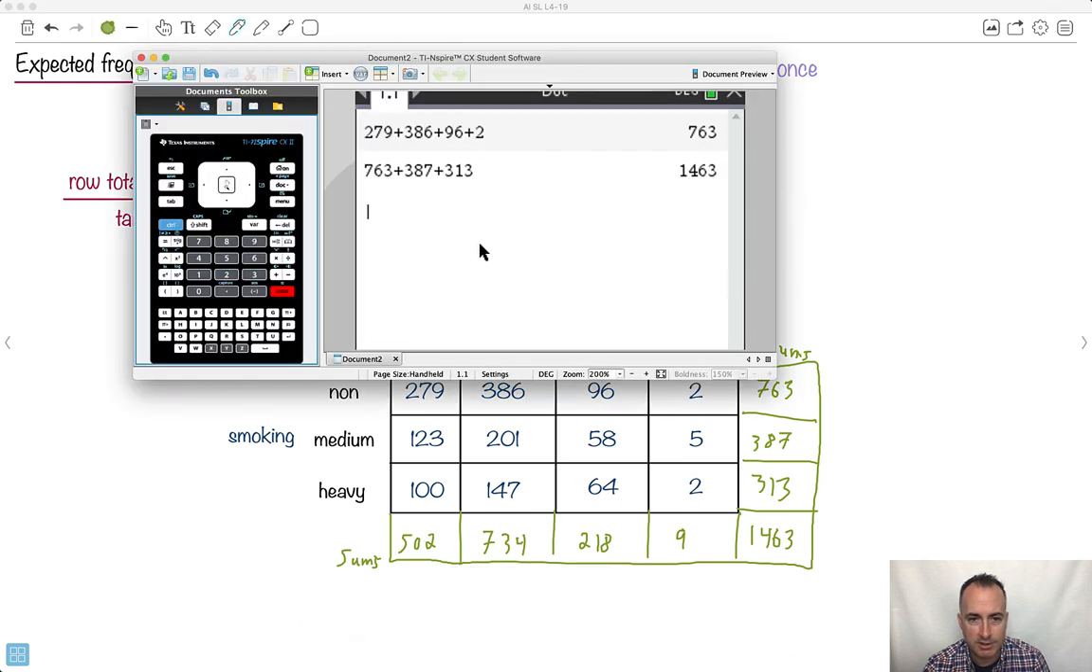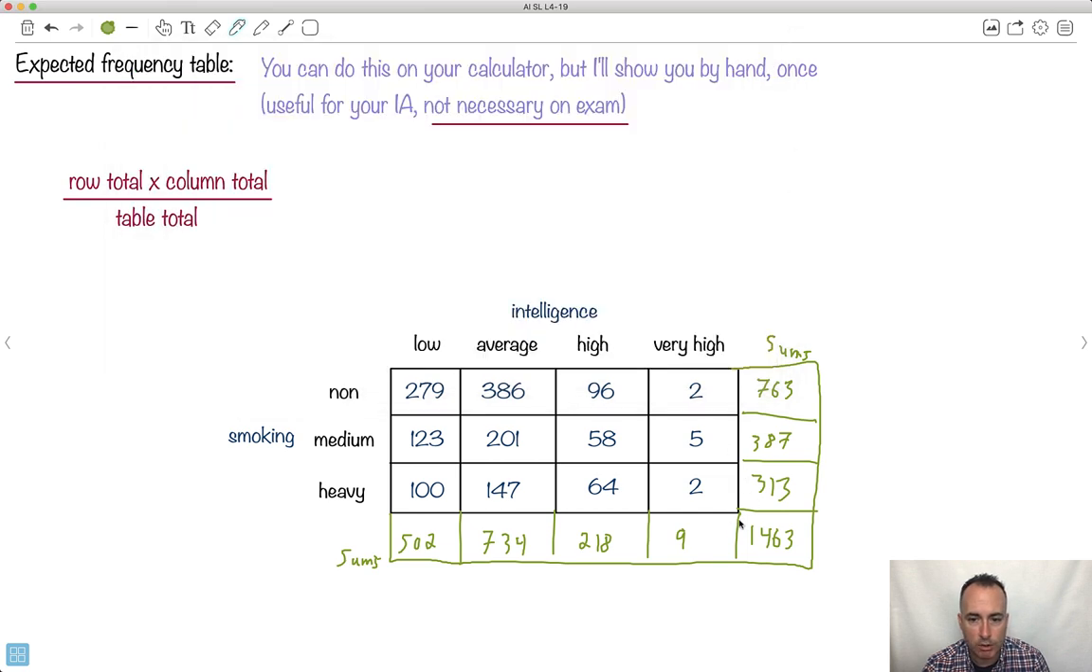This is your sort of checksum, as we call it in programming. You want to make sure that these numbers right here all add up to the same thing, because this should be the total number of people who were polled. 1463. Whew. Do you notice, this is the total of the totals kind of thing? So this is what I've done. This is kind of boring, isn't it? But if you need to do this for your IA, it would be important to do this by hand.